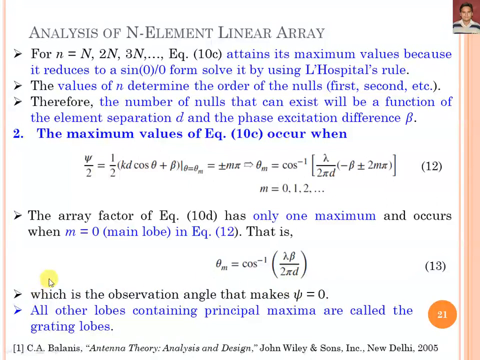So we can say, during the analysis of maxima and nulls in an N element array, that all the lobes containing principal maxima are called the grating lobes. So how can we define the grating lobes? For one, there is the maxima.